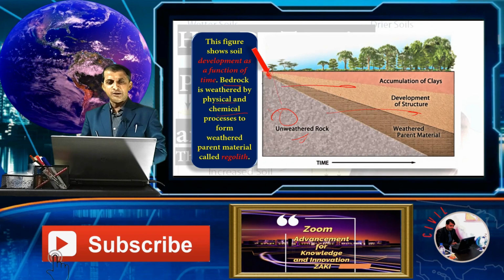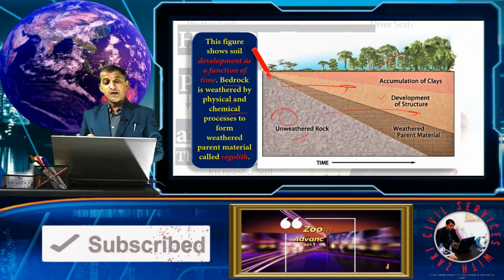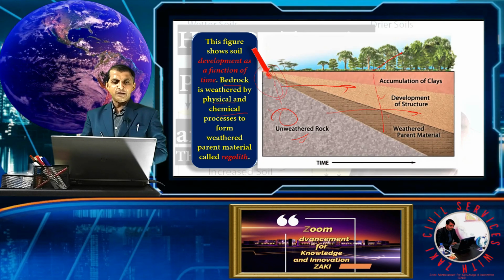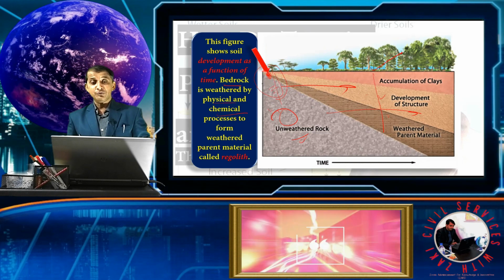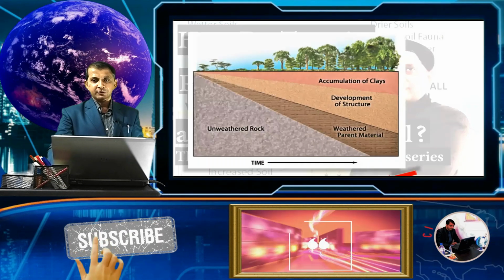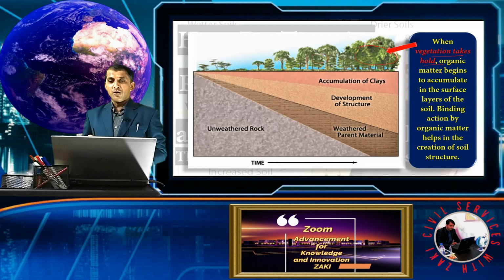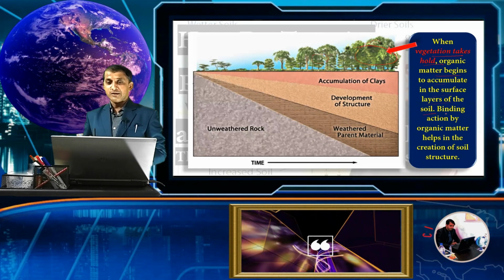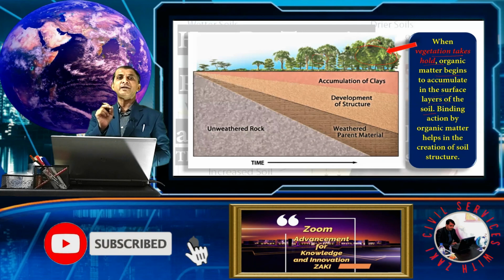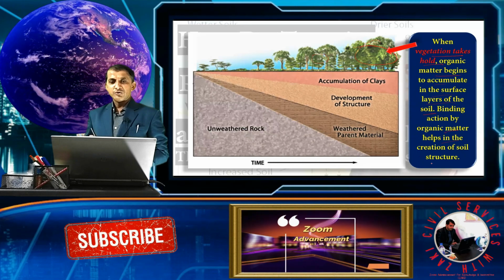At first, but during the course of time, there is some development of flora and fauna and also some chemical weathering, so soil develops a clear texture. Here you can't find well-developed soil, but in the long course of time you can find well-developed soil. When vegetation takes hold, organic matter begins to accumulate in the surface layer of the soil. As we discussed in our previous video, organic materials are the main forces of binding of the soils. So binding action by the organic matter helps in the creation of soil structure.